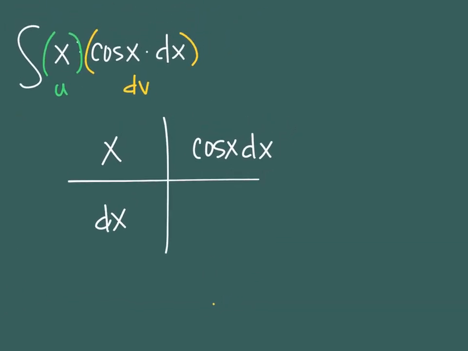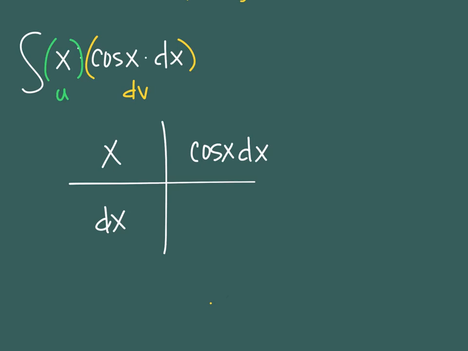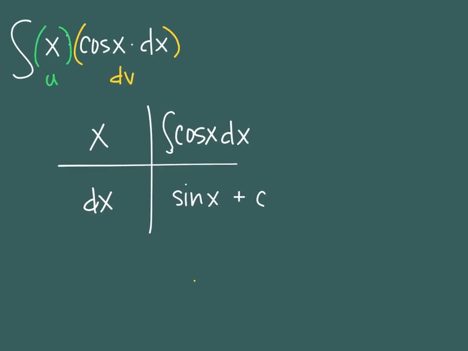Now for the rest of that, I've got to do the antiderivative. So what's the antiderivative of cos x dx? It should work out perfectly. Sine x plus c. Okay.